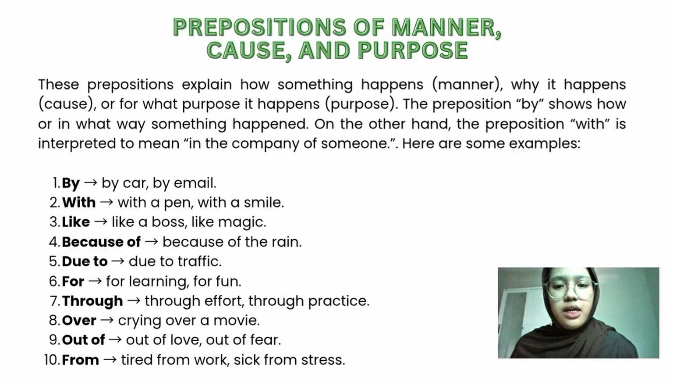Preposition of manner, cause, and purpose. These prepositions explain how something happens, manner, why it happens, cause, or for what purpose it happens, purpose. The preposition by shows how or in what way something happened. On the other hand, the preposition with is interpreted to mean in the company of someone.